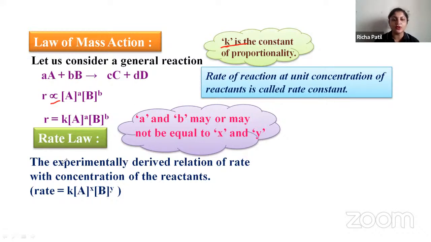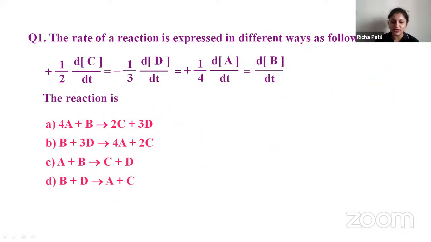Now the rate law. The rate law is the experimentally derived relation of rate with the concentration of the reactants. So rate is k times concentration of A to the power x times concentration of B to the power y. Here a and b, or x and y, may or may not be equal to each other. So this is the rate law according to the law of mass action. Based on this, we'll solve some questions now.